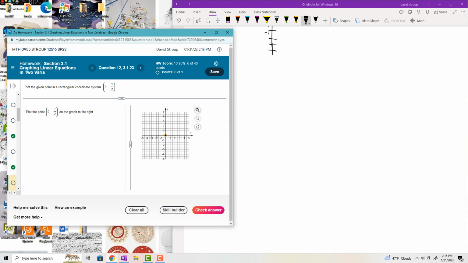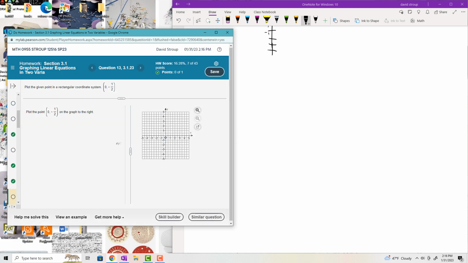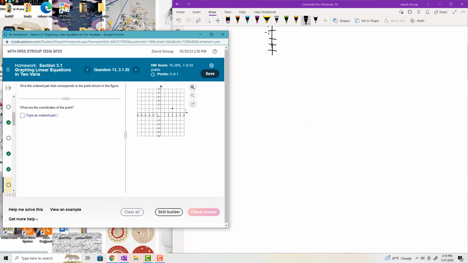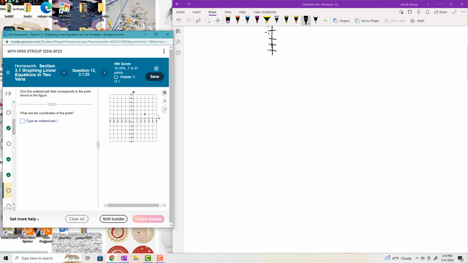Want us to plot 0, negative 1/2, so that's just don't move and then go down by 0.5. Go down by 0.5. Give the ordered pair that corresponds to the points shown. Okay, so they give you a graph of a point, and then you've got to figure out the coordinates. So problem 13, you start at the origin, right? And then you're just going to count over 1, 2, 3. So the x-coordinate is 3.